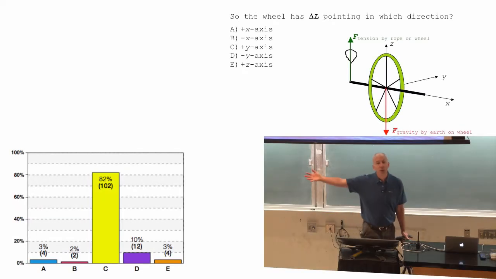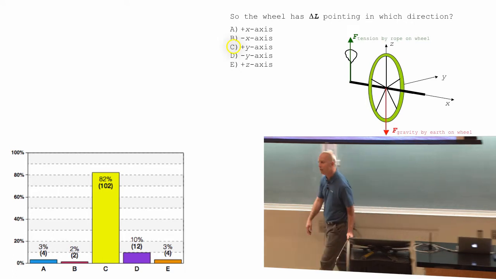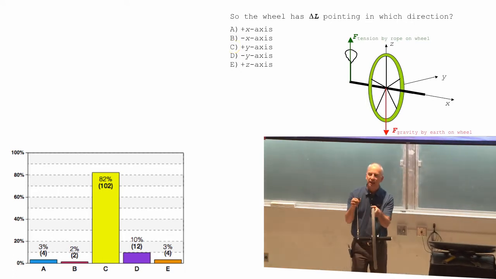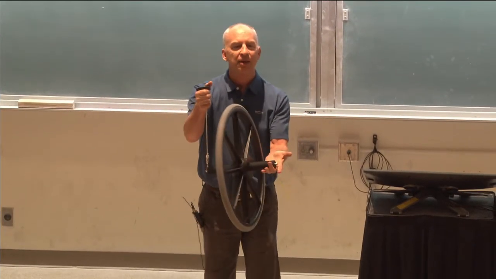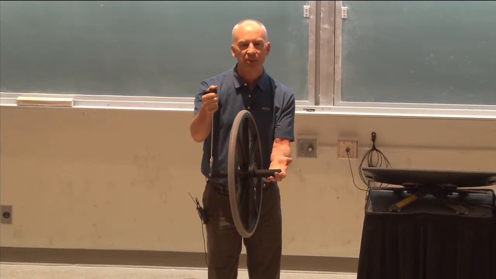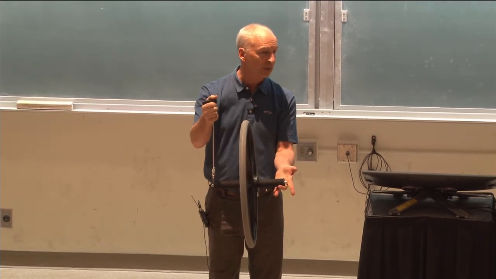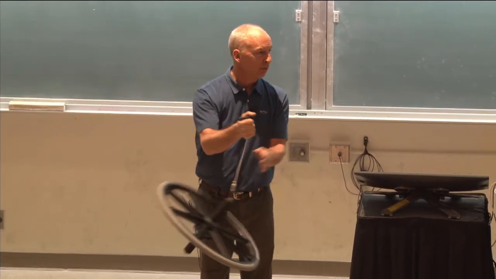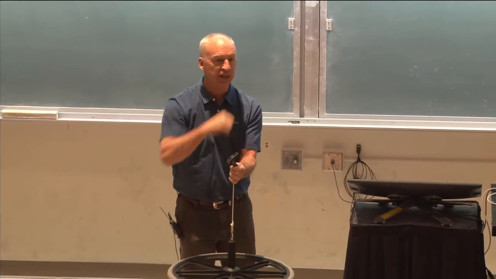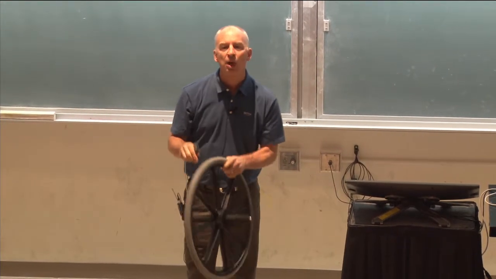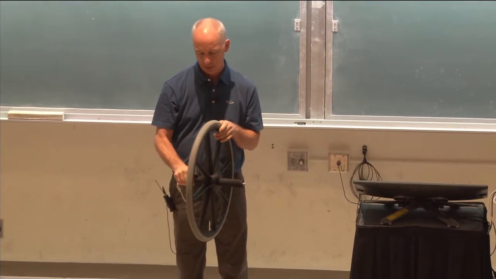All right, so torque in positive y direction. Angular momentum changes in positive y direction. So if I let go of this with my left hand, the angular momentum changes in the positive y direction. Right now there's no angular momentum, so it rotates clockwise, which means it's changing that way. What if there was angular momentum?